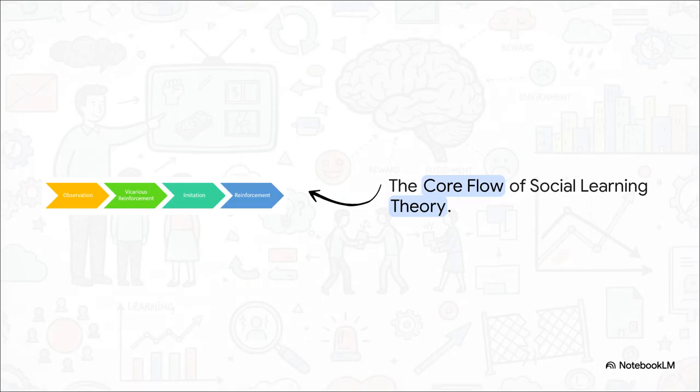And there's a really logical flow to how this happens. It all starts with observation, literally just watching someone. Then we hit a massive key word for your exams, vicarious reinforcement. This means seeing someone else get rewarded for what they just did. Seeing that reward pushes us to the next step, imitation, where we actually copy the act. And finally, we get reinforced ourselves, which completely cements the behavior. That logical chain is absolutely essential to remember.